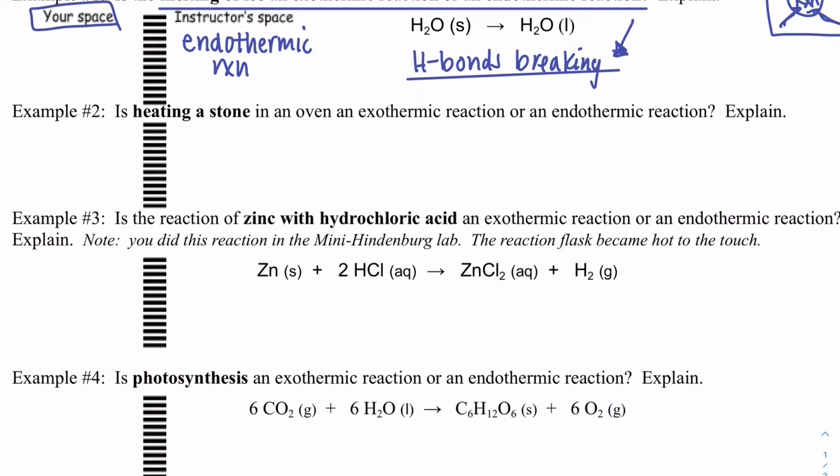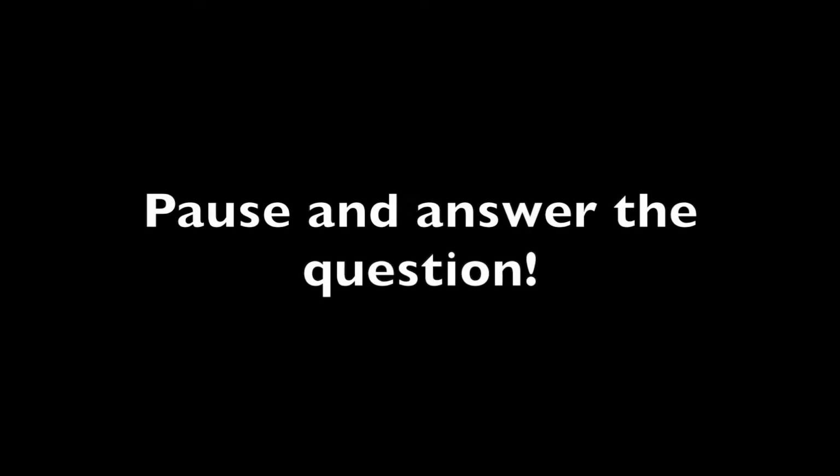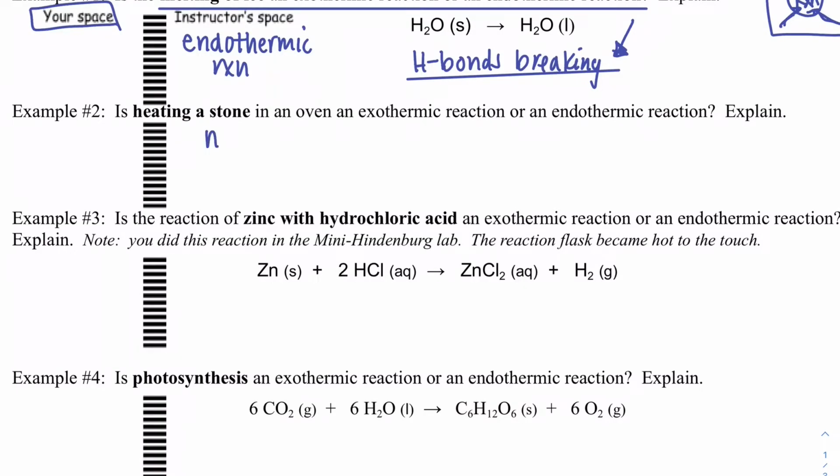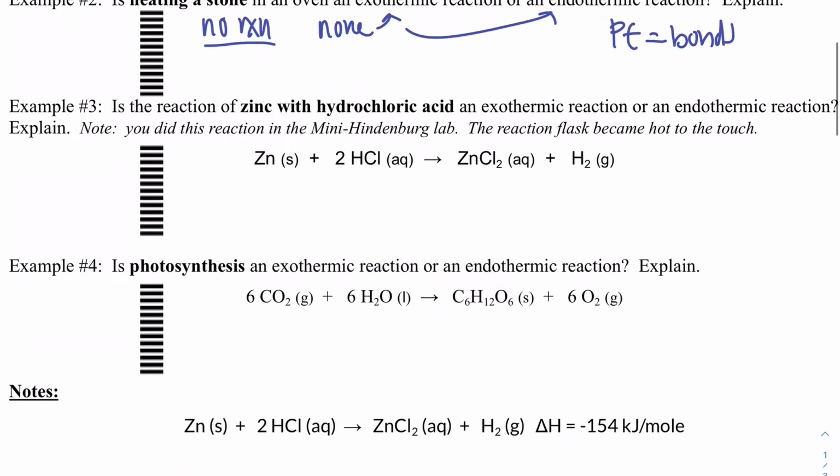Number 2, is heating a stone in an oven an exothermic or endothermic reaction? Okay, you do it in your space first. Because there is no reaction here, it's neither. It is not an exothermic reaction or an endothermic reaction. You're merely increasing the kinetic energy of the stone. You are not changing the potential energy. The only way potential energy can change is if bonds change. PE is in bonds.